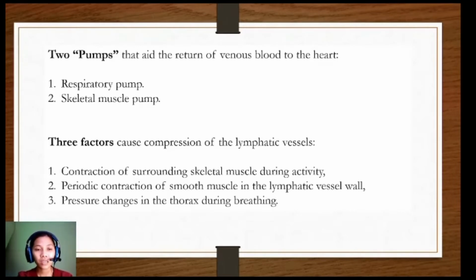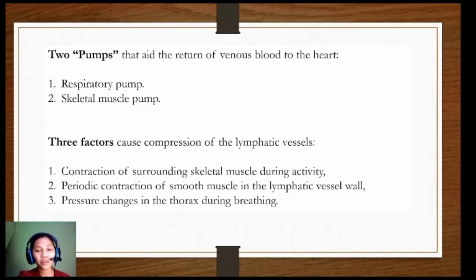An example of the skeletal muscle pump is when you are on a long flight, about 5 to 7 hours, and you tend to stand up and walk back and forth. To activate your skeletal muscle pump, you need to move your muscles so that they pump blood back to your heart.